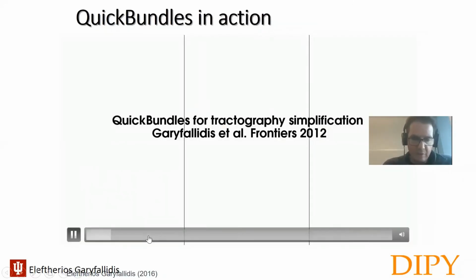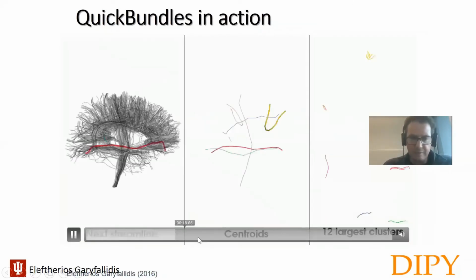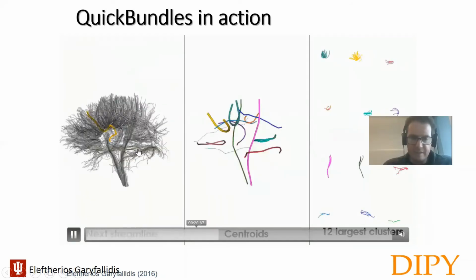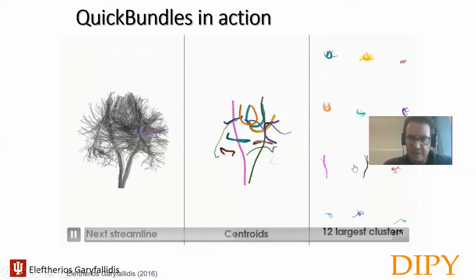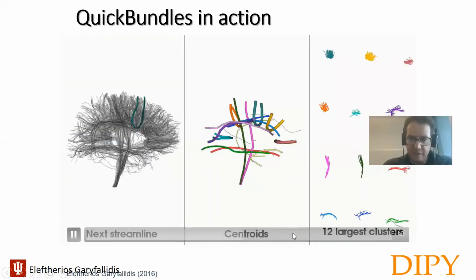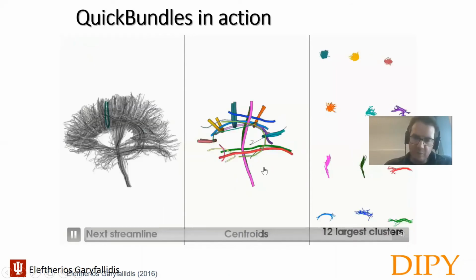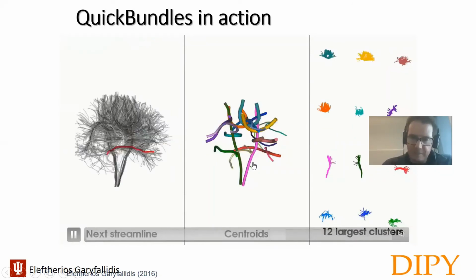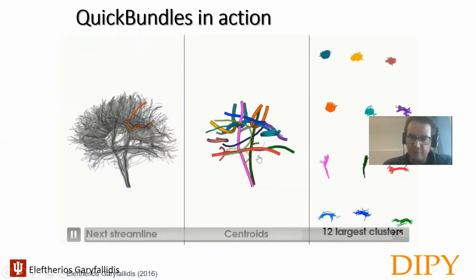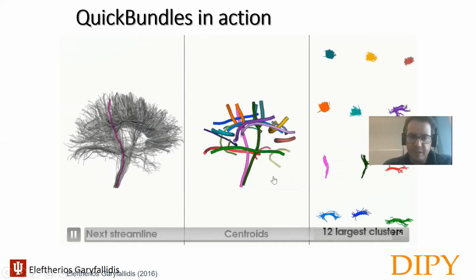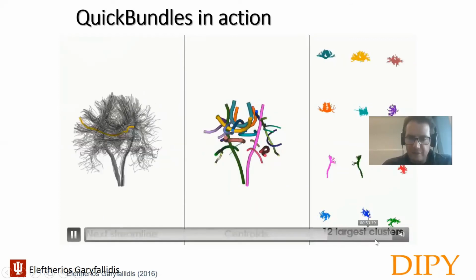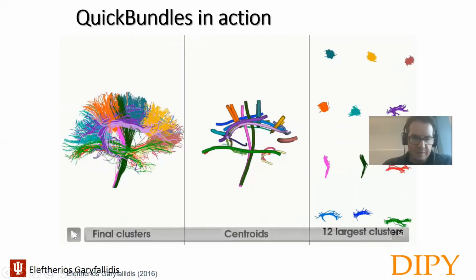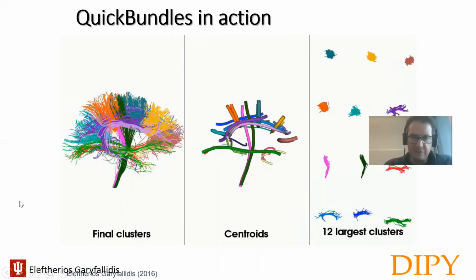So here is how QuickBundles looks when it's running, and you can see the streamlines are picked randomly, and then you can see the clusters on the right and the centroids in the middle, and the width of the centroid streamlines is increasing in relation to how many streamlines belong to the corresponding clusters. And at the end, you get the final result, which is shown here on the left. All right, so this is QuickBundles in action.